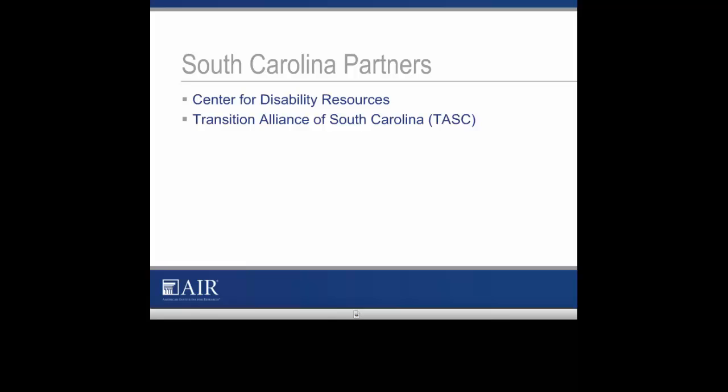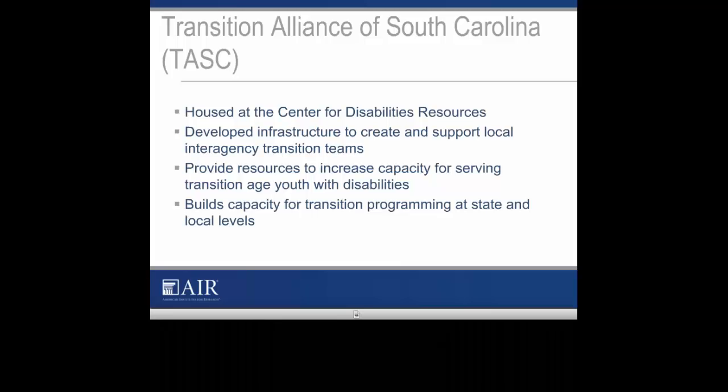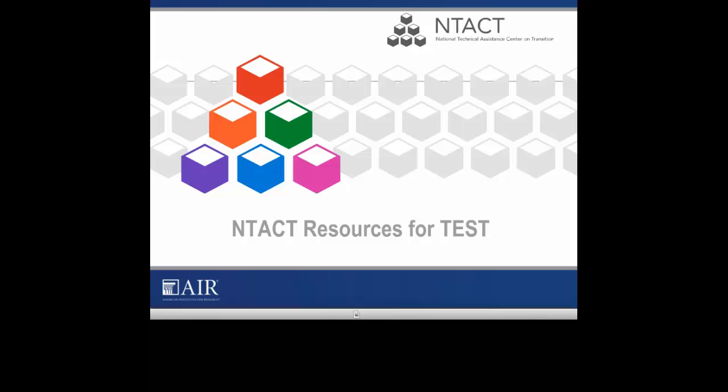So a little description about the Transition Alliance. They are housed at the Center for Disability Resources, and they build capacity for serving transition-age youth and for transition programming at state and local levels. So our intention is to develop the materials with the help of our partners in South Carolina in the first year, and then to actually pilot test it, an initial pilot test at 3 school districts in South Carolina. And of course, there's evaluation and feedback loops built in so that we refine the materials.